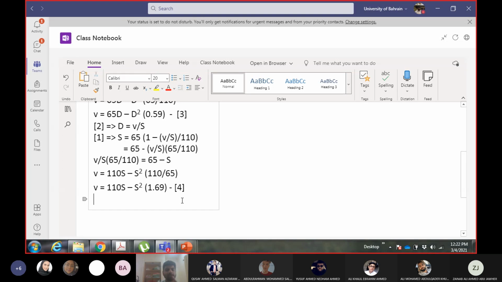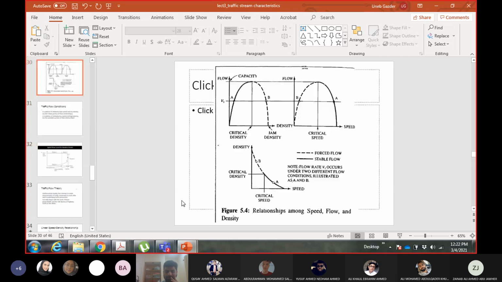Now you can see equation 3 and 4 are quadratic equations. They are second degree equations. And remember the curves which I showed you. Flow and density is a curve. We said speed and density is a straight line, so we had a linear equation. Flow and density is a curve. Flow and speed is also a curve. So both these equations should be second degree equations, because we already said that the relationship between flow and density and flow and speed is followed by a curve. So a curve should have a second degree equation.